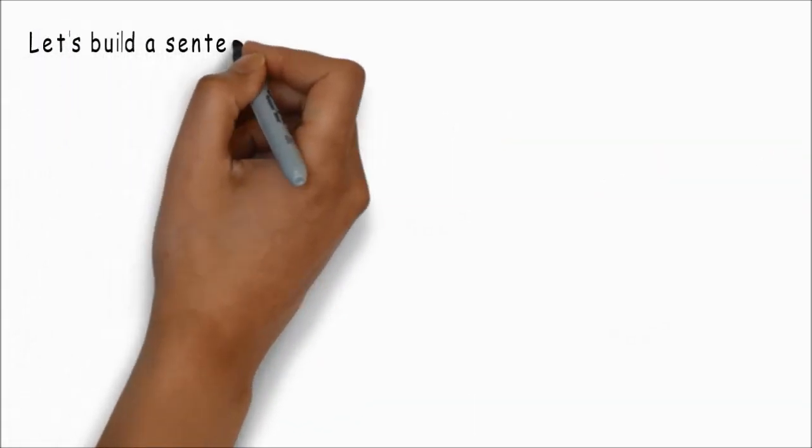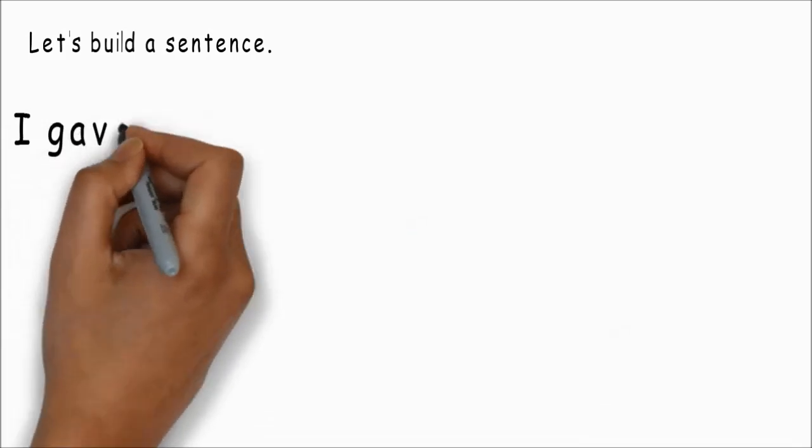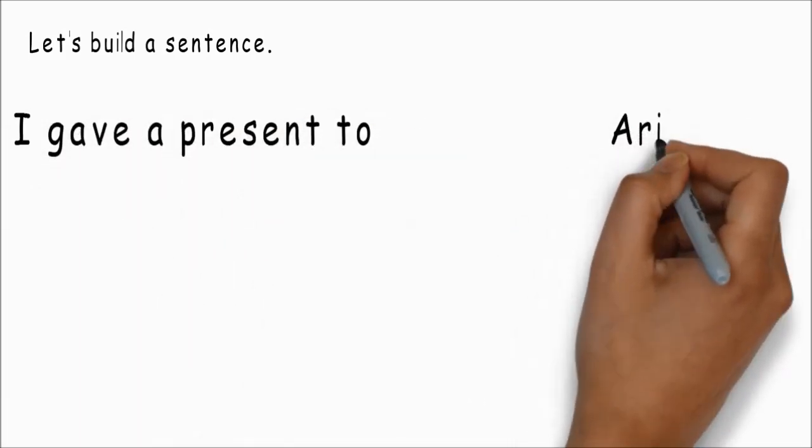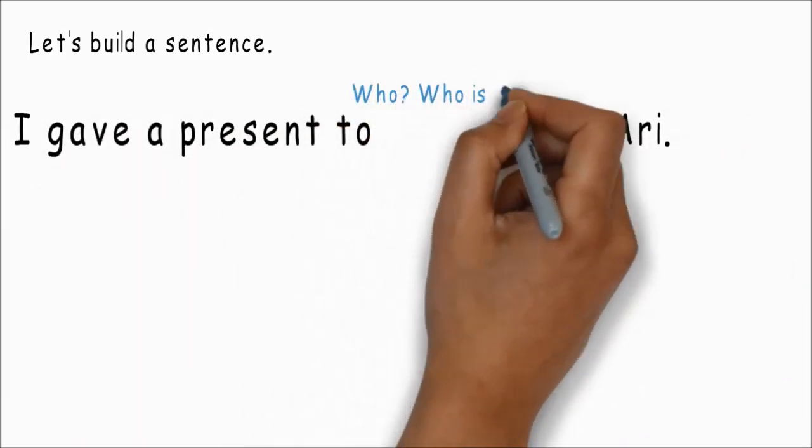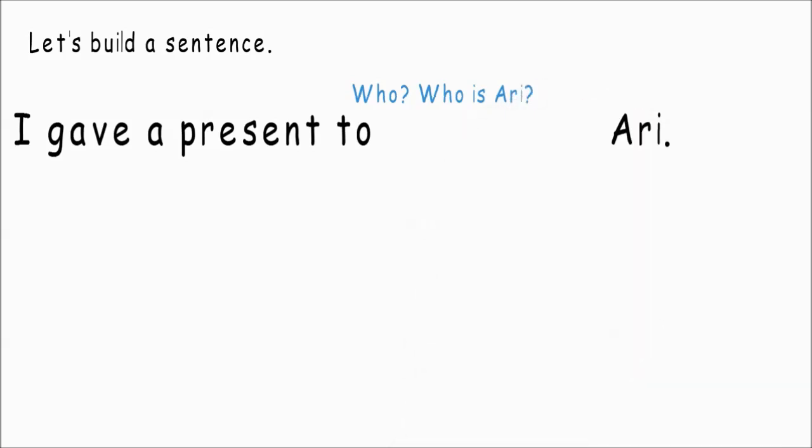Let's build a sentence. I gave a present to Ari. Who? Who is Ari? I gave a present to my girlfriend, Ari.